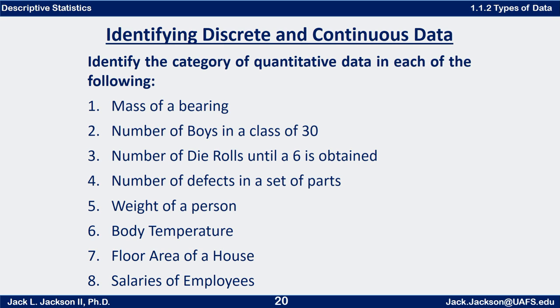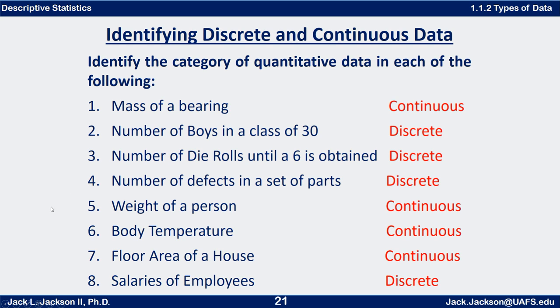All right, now that you're back, hopefully you have answers for all of these. Let's see how you did. The mass of a bearing is continuous. If you measured it closely enough, on a finer and finer scale, basically any positive number might be a possibility for the mass of a bearing.